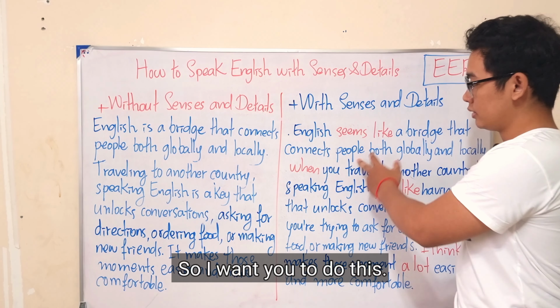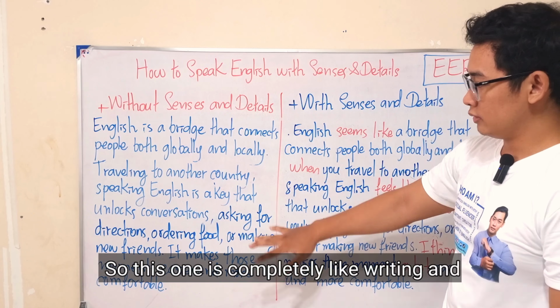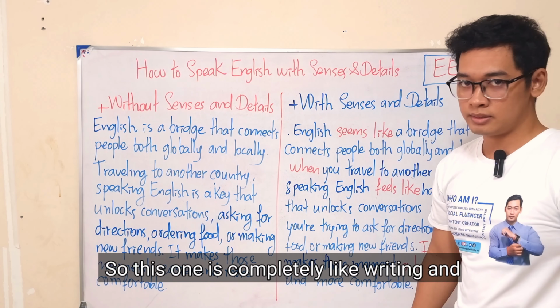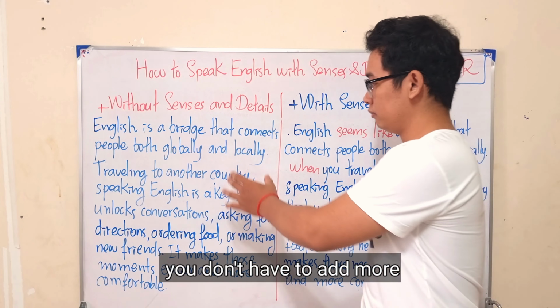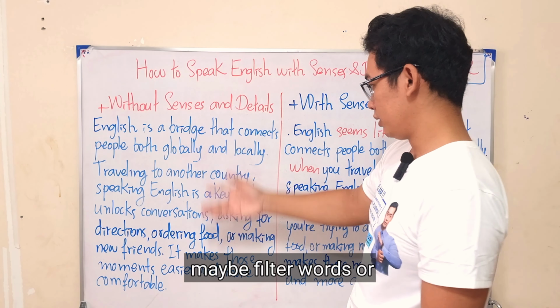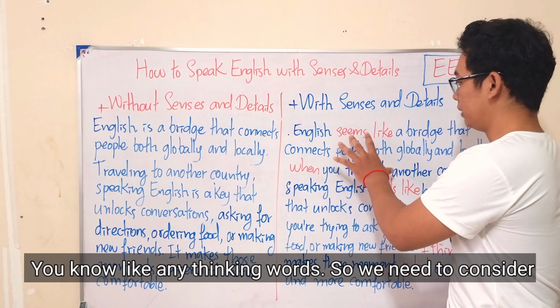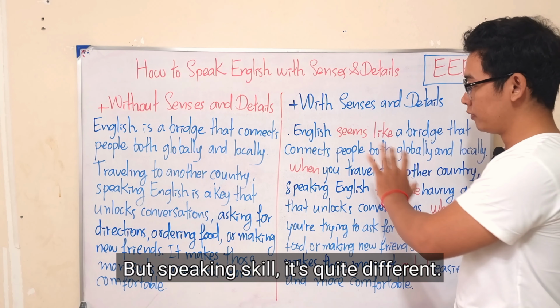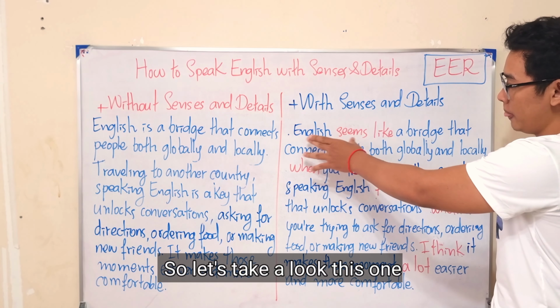So I want you to do this. This is paramount if we compare to this one. This one is completely like writing, and you don't have to add more filler words or any thinking words. We need to consider that. But about speaking skill, it's quite different. What are the differences between these two things? So let's take a look at this one.